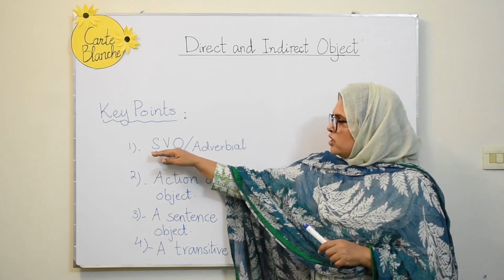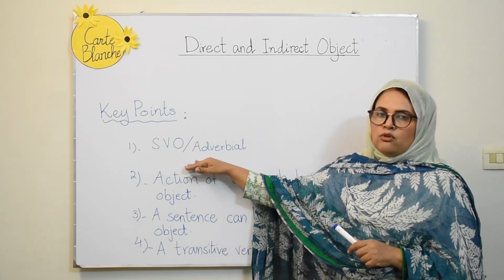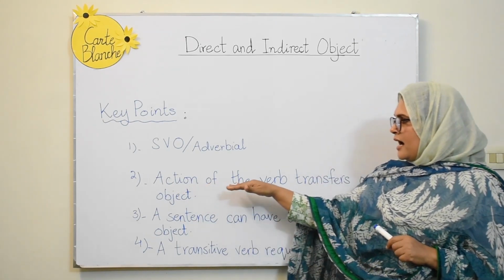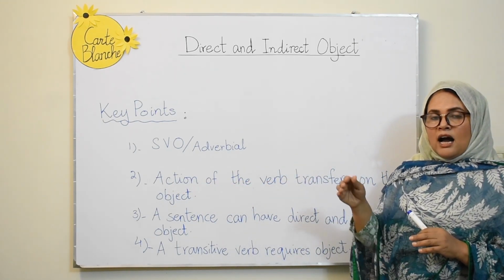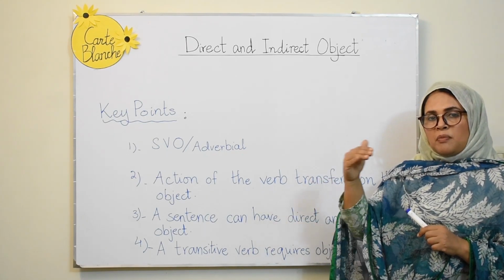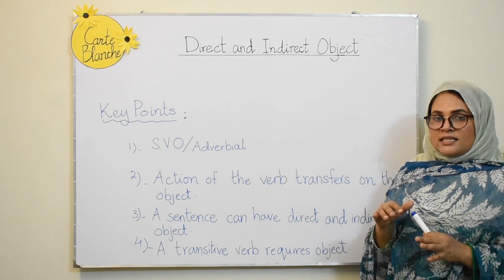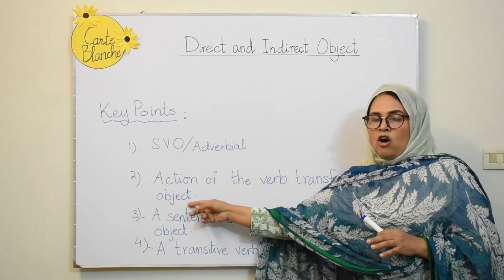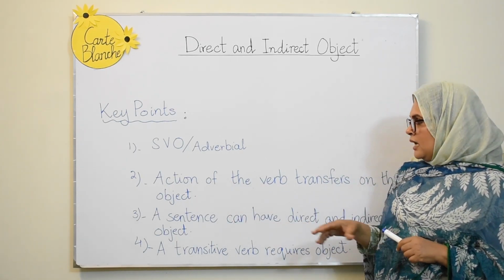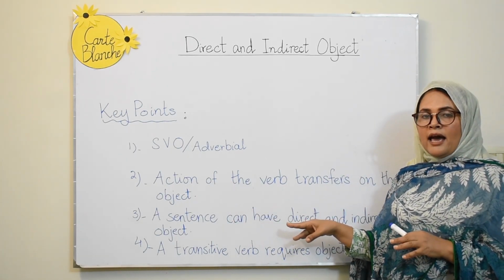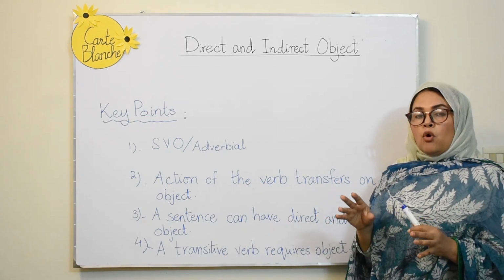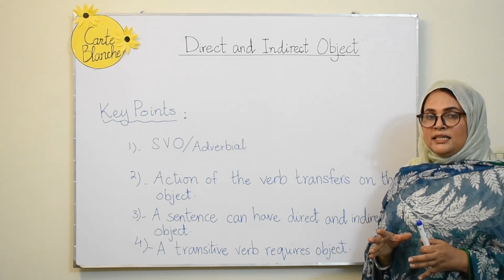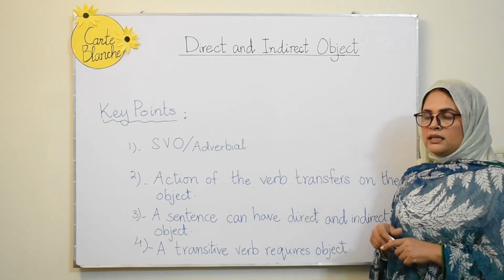But generally the structure is subject, verb and object, and then you have adverbials and other information laid out in a sentence. The next thing is that if, after the verb, the action is passed on to something within a sentence, that particular thing is known as the object of your sentence. Next thing is that an English sentence can have more than one object. It can have a direct object and then it can have an indirect object. That's what we are going to learn in this video.